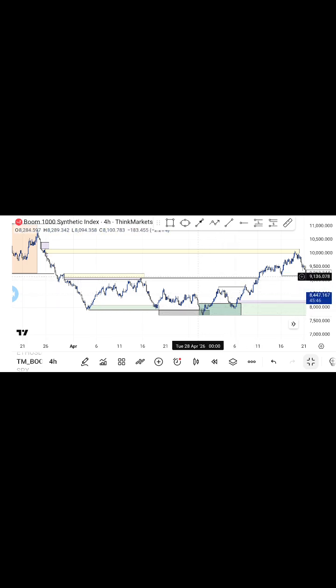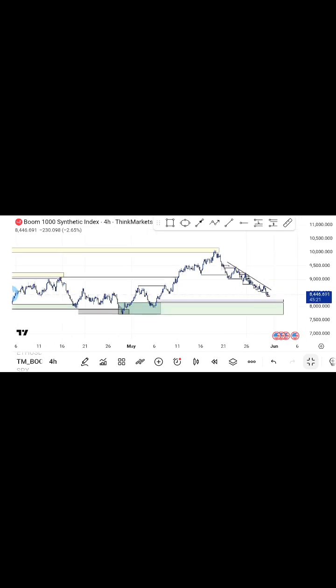Then the market actually broke our previous highs again and pushed back to where we have this imbalance here, this purple box. Then we have this order block. The market pushed back to this order block and respected it. This is what caused this downtrend.